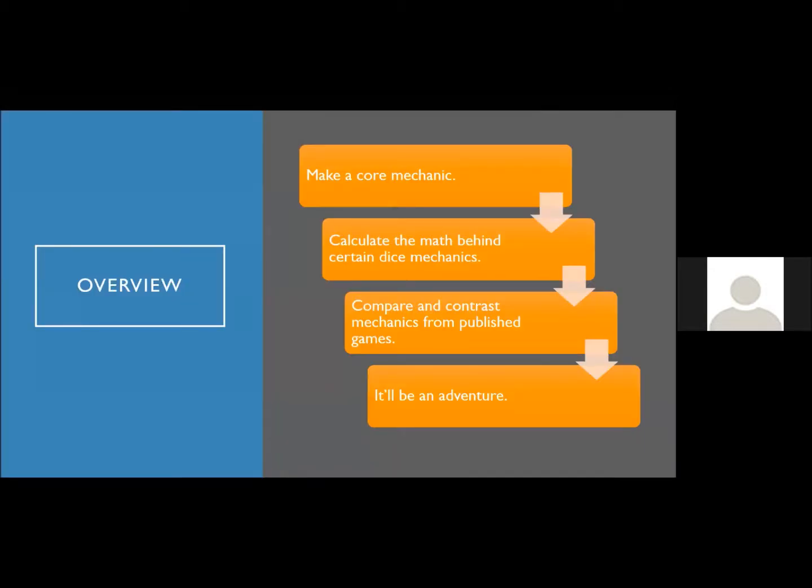So what are we going to do? First, we're going to make a very simple core mechanic for a game. We're going to talk about the math behind certain dice mechanics. We're going to compare and contrast those mechanics with some systems from published games, particularly tabletop RPGs. And yeah, it'll be kind of fun. It'll be a bit of an adventure, kind of a Willy Wonka or Dante's Inferno thing, depending on how much you like math. We're going to start with the simpler stuff, get to the scary stuff, and then work our way back to the simpler stuff.